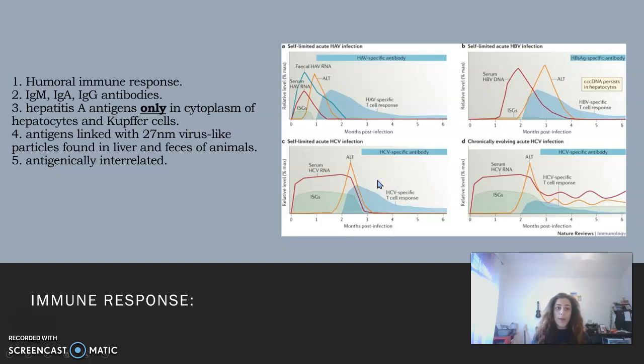So Hep A is dependent greatly on the humoral immune response. So there are IgM and IgG antibodies. IgM is the first antibody that's seen if someone has Hep A, and IgG antibodies are seen after the person has had Hep A. Hepatitis antigens are only in the cytoplasm of hepatocytes and Kupffer cells, and these antigens are linked with 27 nanometer virus-like particles found in the liver and feces of animals. So the antigens can be said to be antigenically interrelated.